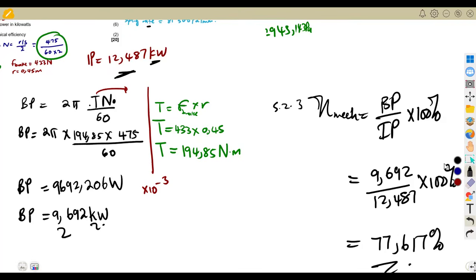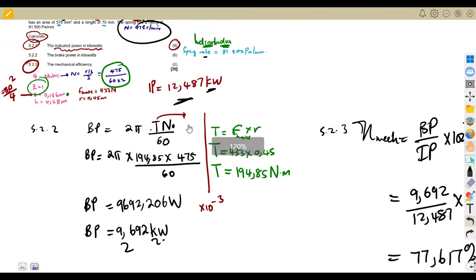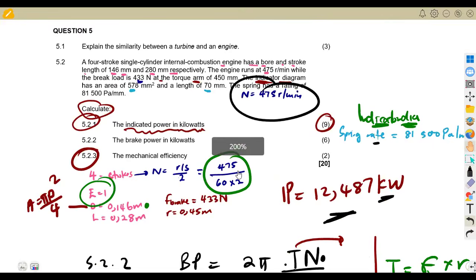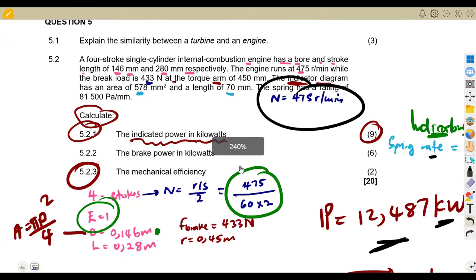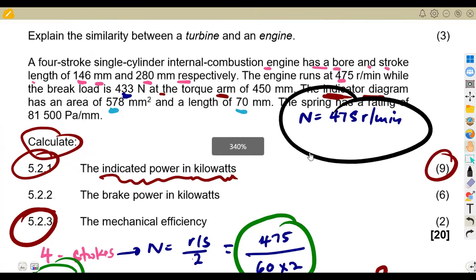So you see, you need to know your indicator diagram. The whole information was based on the indicator diagram. If you do not know that idea, or if you just skip it and say, no, this information is not important, you see, it's very, very important. The indicator diagram can be the basis of your question, like this one. It was the basis of our question because everything lies on that.